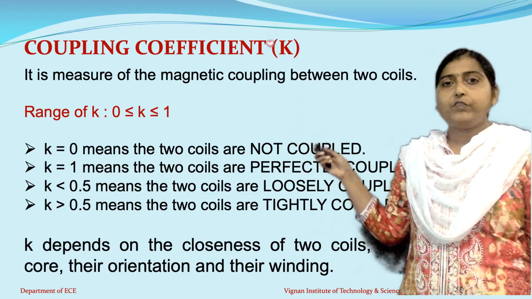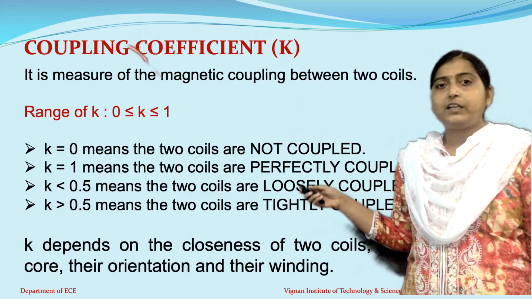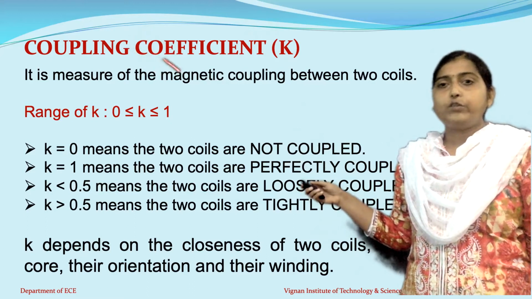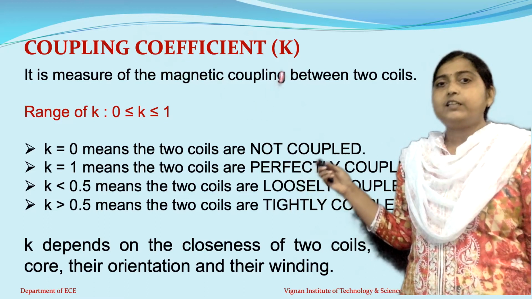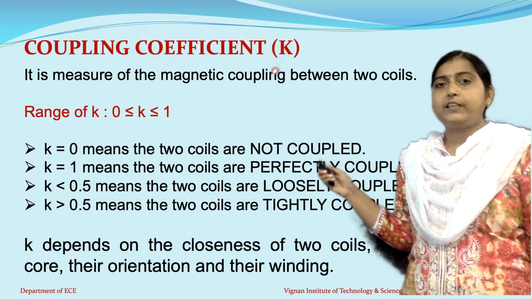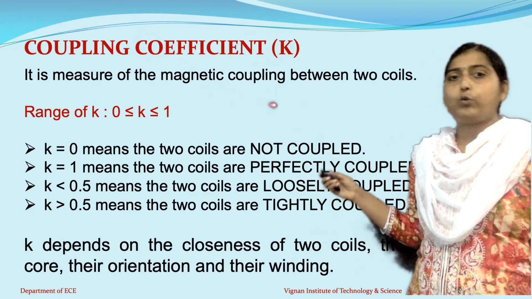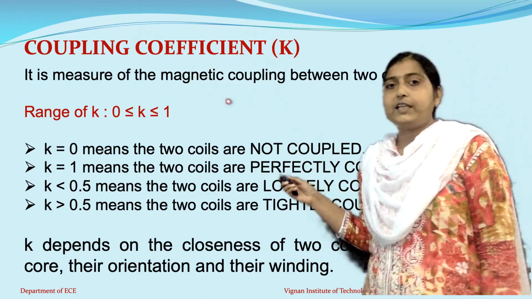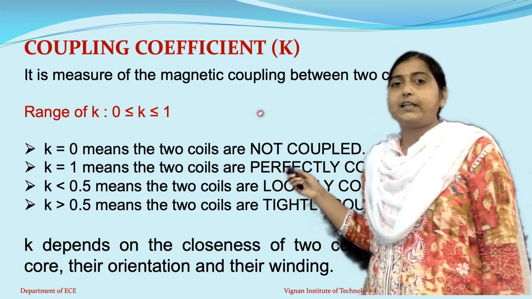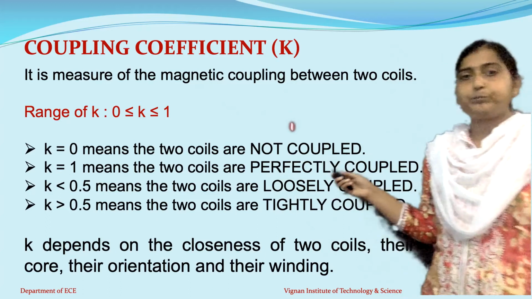Today we will discuss the coefficient of coupling, which is also known as the coupling coefficient. The coefficient of coupling is represented with the symbol capital K. It is a measure of the magnetic coupling between two coils. So what is the coefficient of coupling? It is nothing but the measure of the magnetic coupling between two coils.